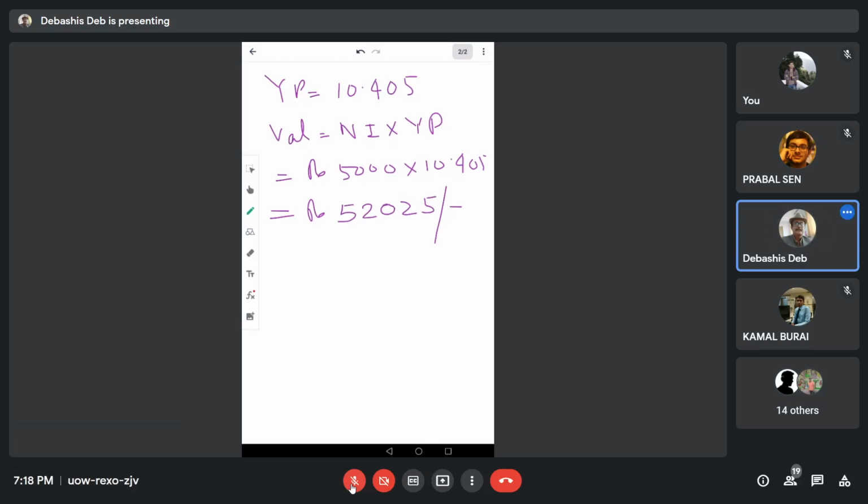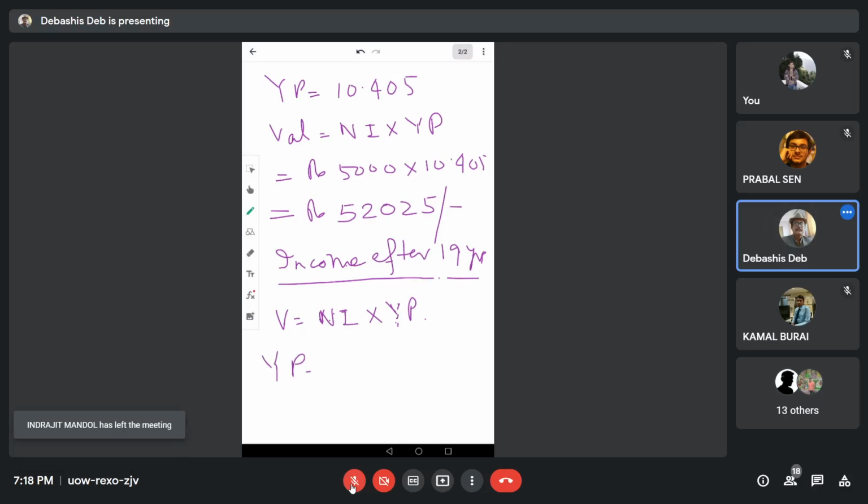So now write down income after 19 years. Here also value equal to net income into years purchase, years purchase 1 by IP plus IC. In this case, you see, IC will be 0.